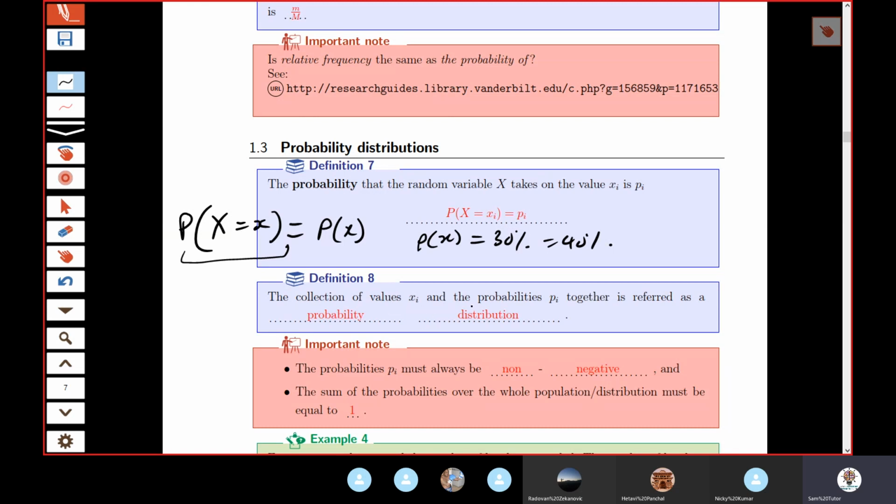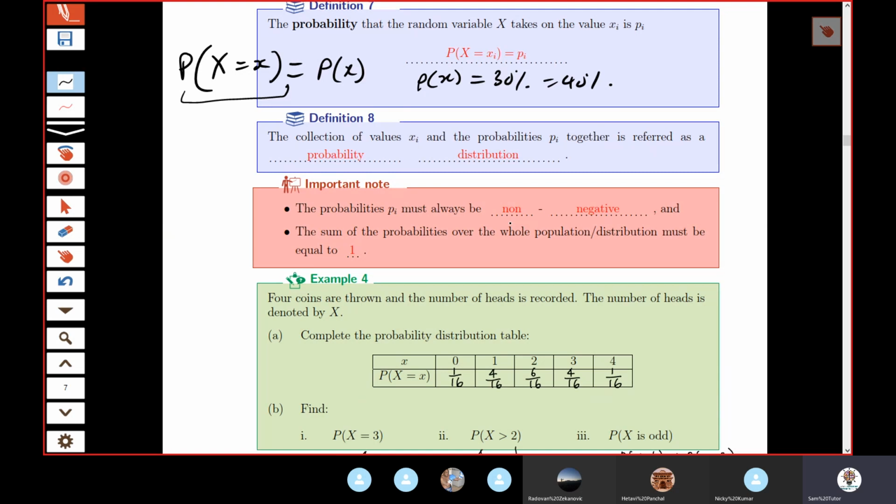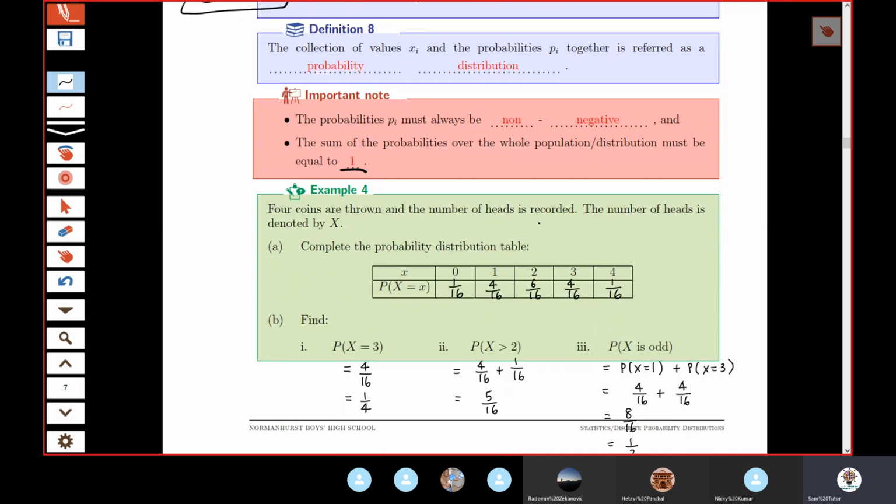The collection of values and probabilities together is referred to as the probability distribution. The probabilities must always be non-negative, which I think we know. And the sum of all probabilities must be equal to 1. Again, something we know. This is how your probability distribution tables will look.